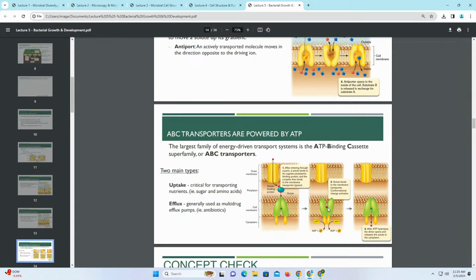In order for that to happen, when the conformational change happens, these two dimer molecules attach. Once they attach, that activates ATP hydrolysis, so ATP can hydrolyze, and then the transporter can open up again and release the solute into the cytoplasm. So in order for ATP hydrolysis to happen, you need this conformational change where the two dimers actually connect.